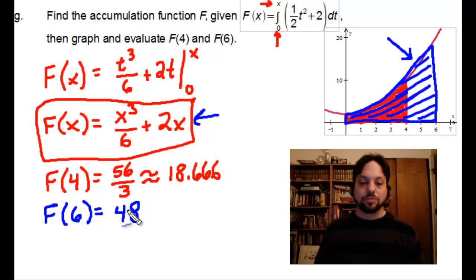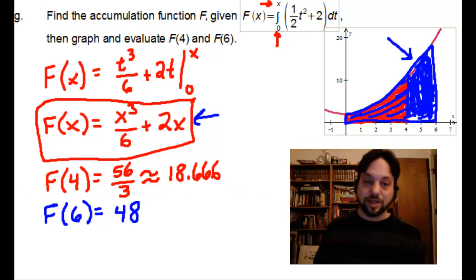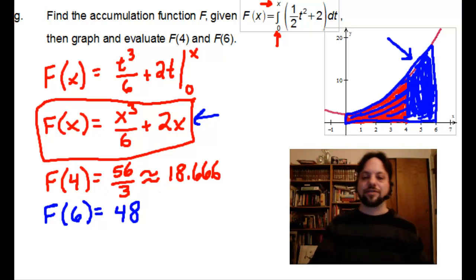In fact, if we were to subtract these two values, what we would find is the area of just this extra region right here. So that could be interesting to do, although it is beyond the scope of this particular problem. So, there you go. Good stuff.